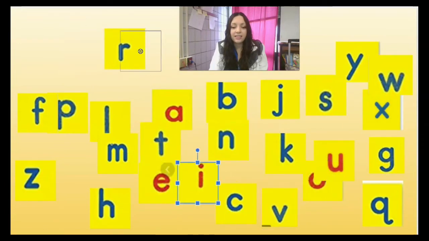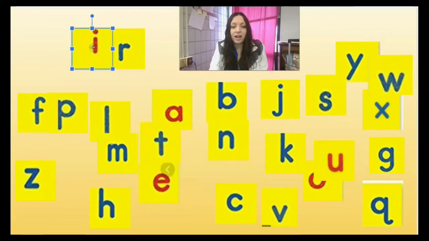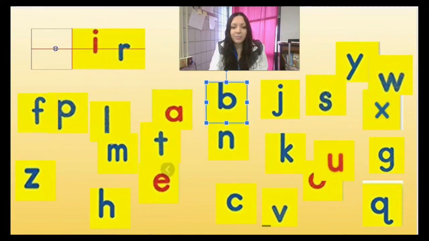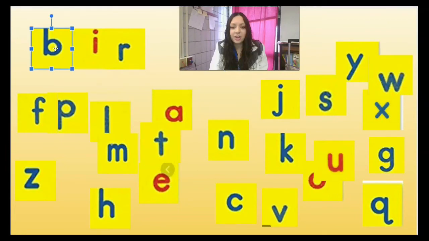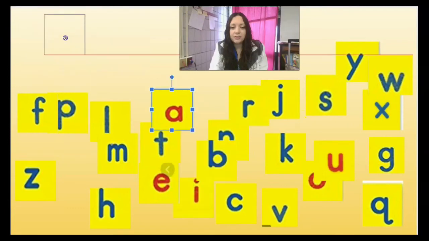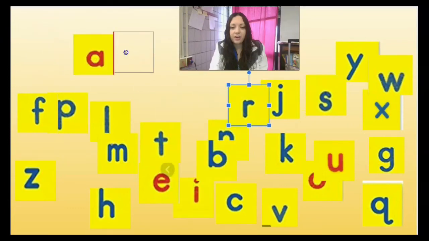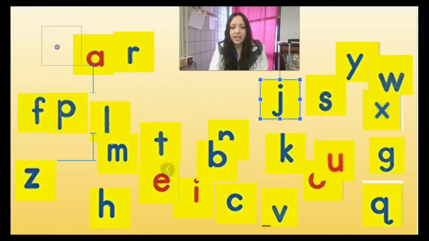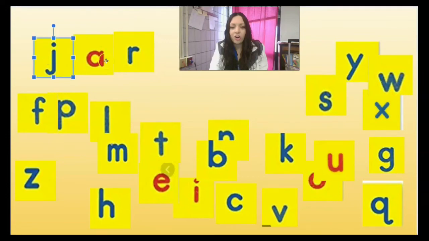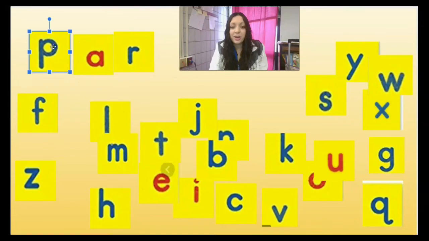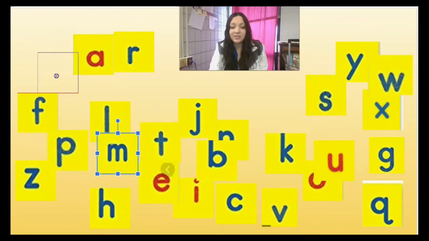All right, I'm going to move my letters around a little bit more. And now I'm going to add that IR. And I know IR says ur, very good. What if I add a B to the beginning of the IR? Burr, very good. What if I change it to AR and I add a J in the beginning? Jar. Jar, very good. Change the beginning sound to a P and you have par. Perfect.